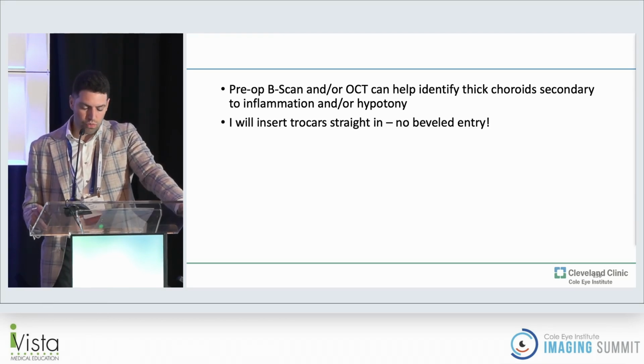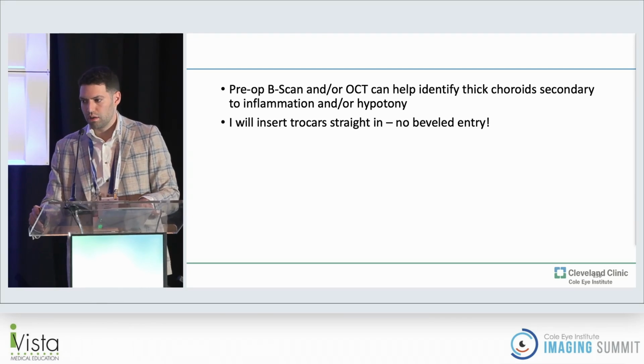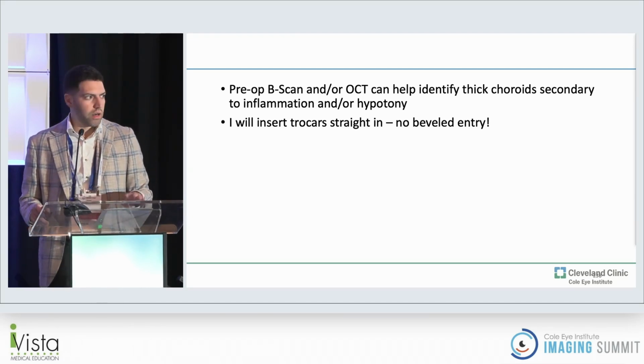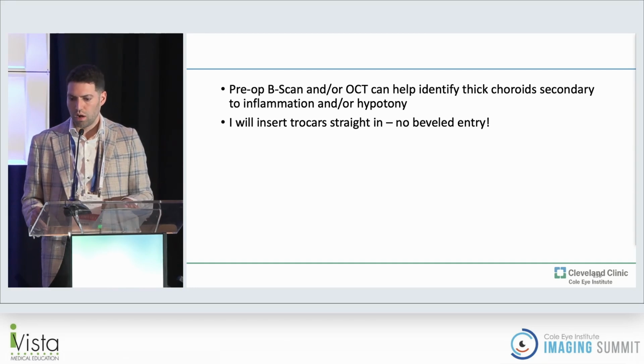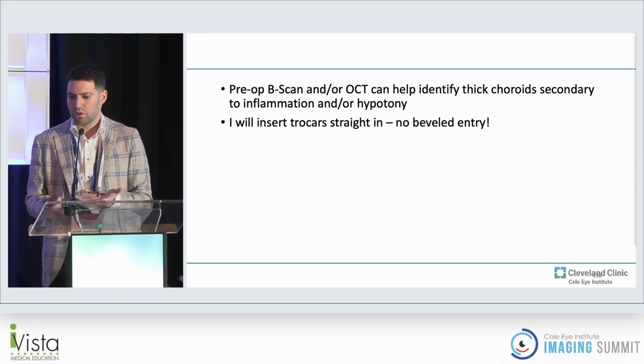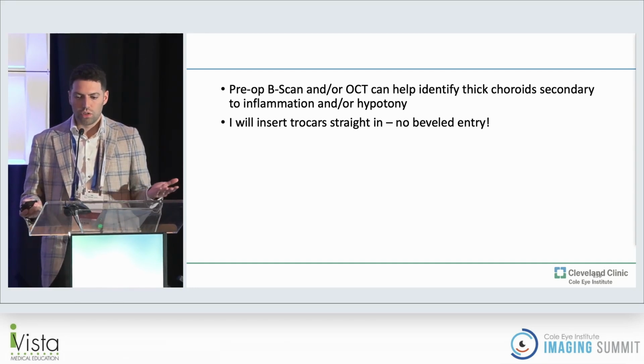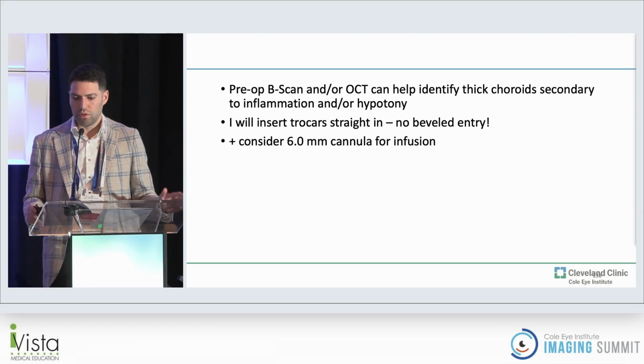So this is one where I inserted my trocar straight in, no beveled entry, because I don't want to waste my time and deal with a trocar that's getting stuck in the choroid. You've got to cut retina. You've got to reinsert the trocar. All of that wastes time. I'm going to suture these anyway. It's a vit buckle, so I'm just going to go straight in, no bevel like normal.